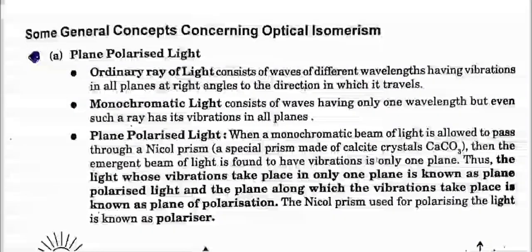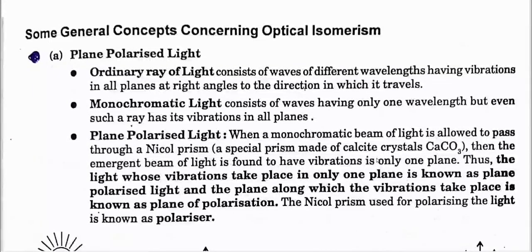Some general concepts concerning optical isomerism. Plane polarized light. Ordinary light consists of waves of different wavelengths having vibrations in all planes at right angles to the direction in which it travels. Monochromatic light consists of waves having only one wavelength, but even such a ray has its vibrations in all planes. Plane polarized light: when a monochromatic beam of light is allowed to pass through a nicol prism, a special prism made of calcite crystals, CaCO3, then the emergent beam of light is found to have vibrations in only one plane.